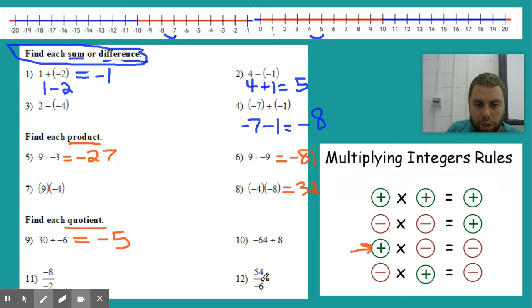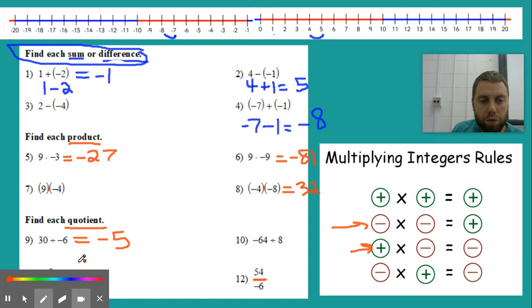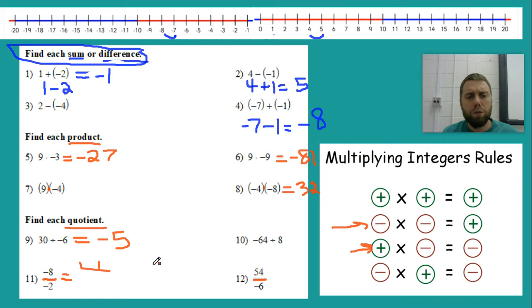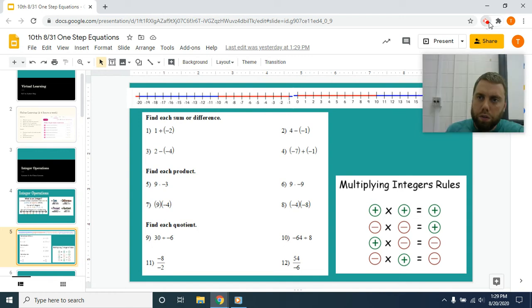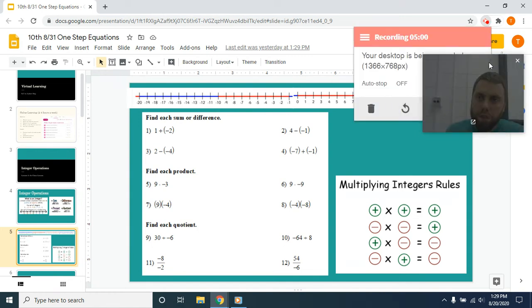And we need to remember that if we see this fraction bar here, a fraction bar is the same as dividing. So if we have over here -8 divided by -2, we know that negative divided by a negative right here tells us that it's going to be a positive. 8 divided by 2 is 4. Okay. Okay, cool. And I'm going to pause the video.